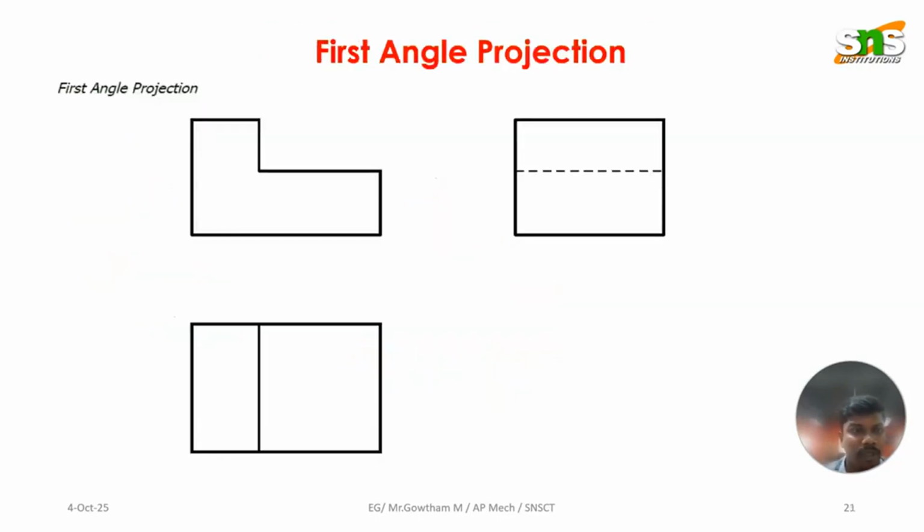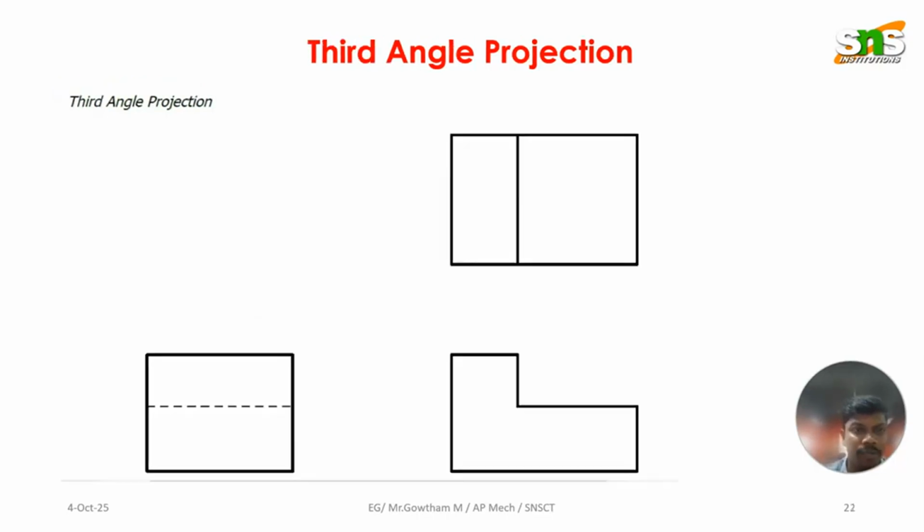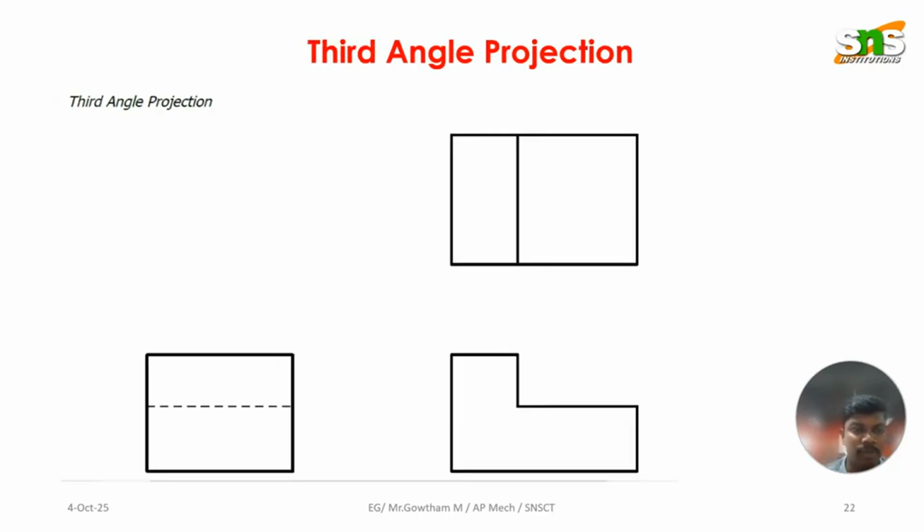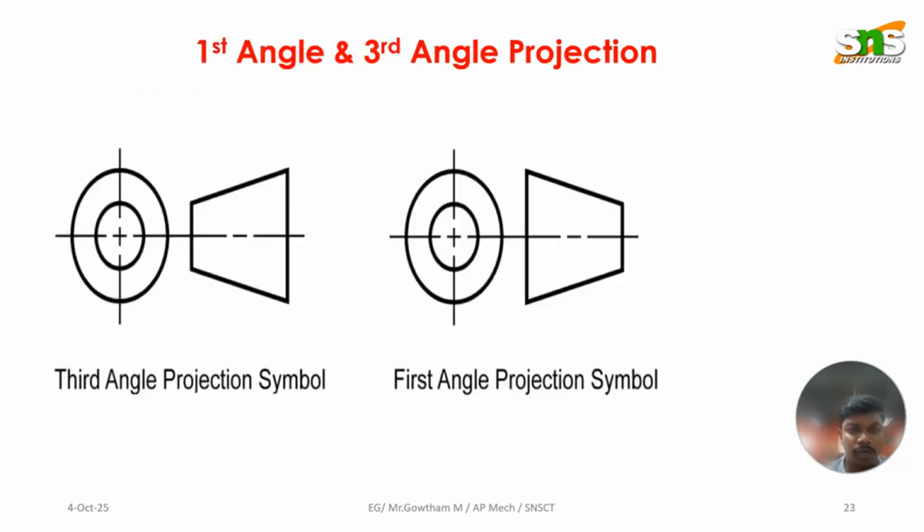Here, just for example, the first angle projection that I discussed earlier: front view, top view, side view. Here is the first angle projection. And third angle projection, the same object, but the portion will be different: front view, top view, side view. This is a simple representation for how to identify first angle and third angle projection, as I discussed clearly earlier.